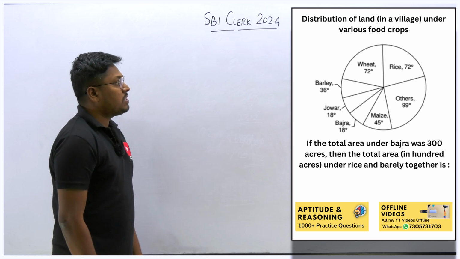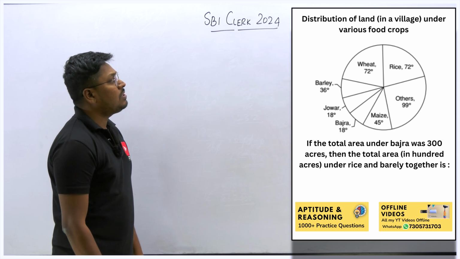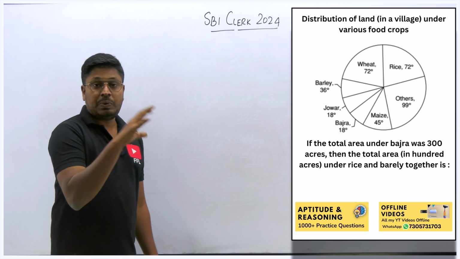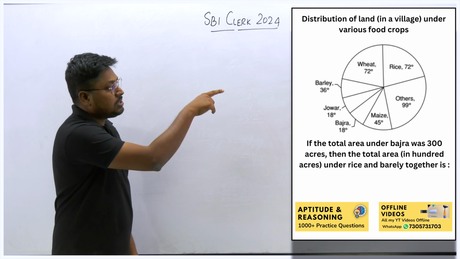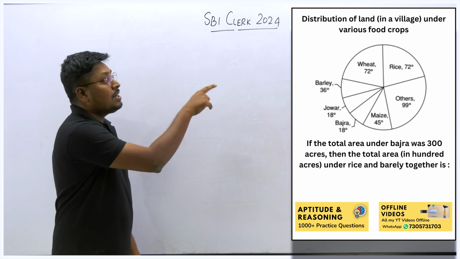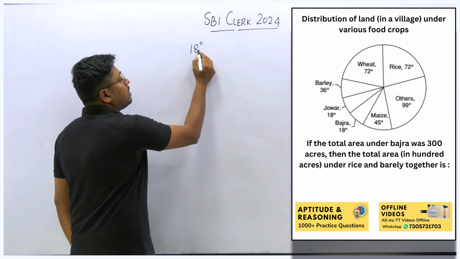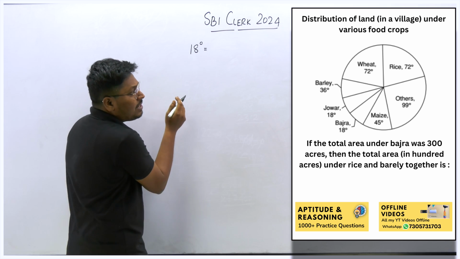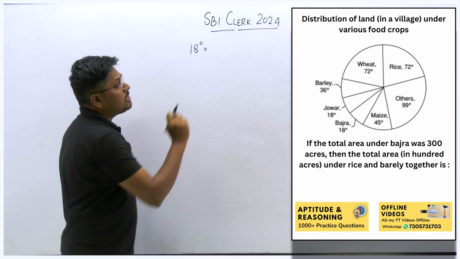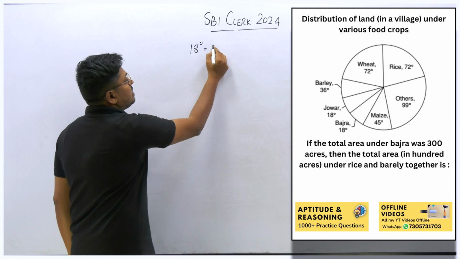What about the first question? If the total area under Bajra was 3000 acres, so the Bajra total area was 3000 acres. What about the chart? You can see Bajra is how many degrees? 18 degree. Which means this 18 degree of Bajra land was 3000 acres, right?